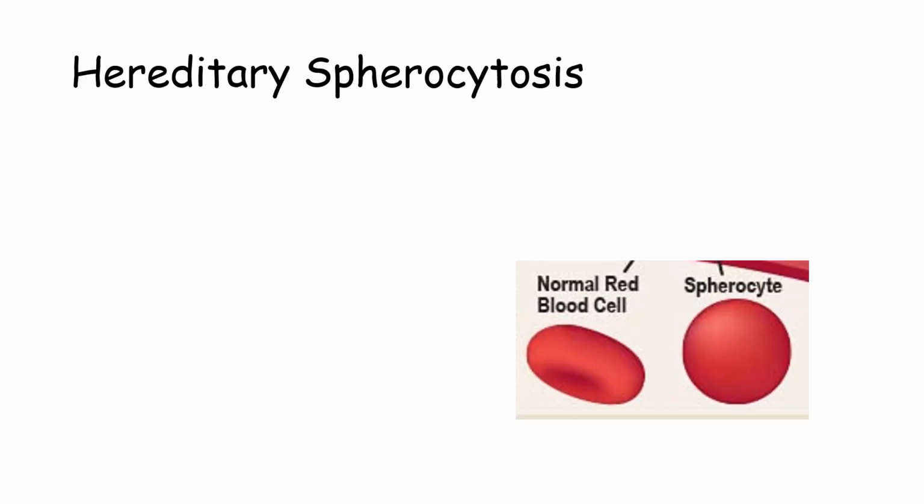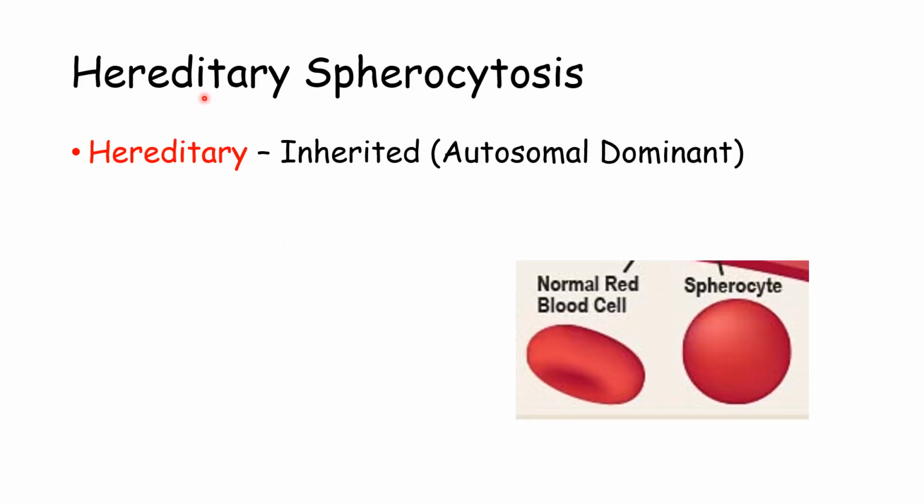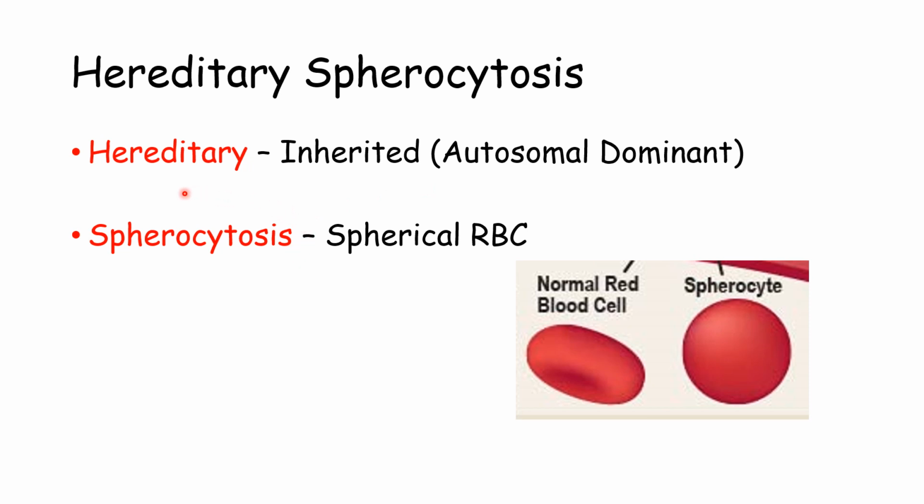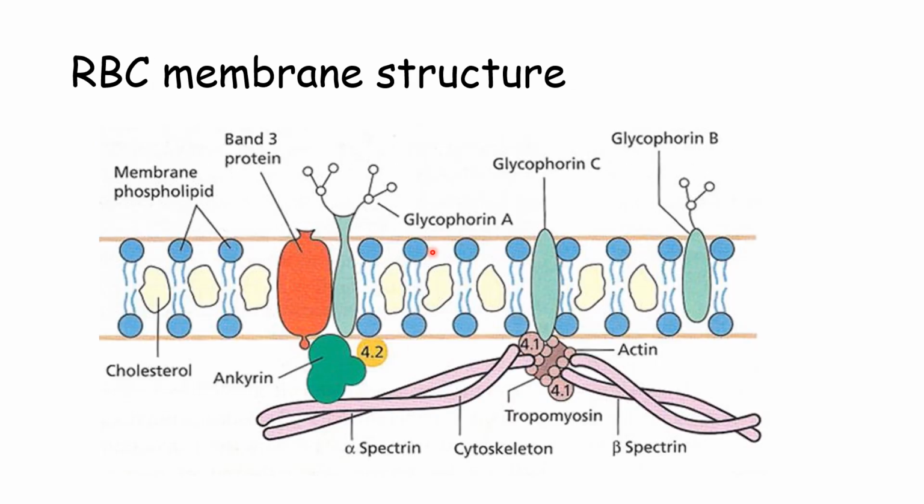Hey guys, in this video we are going to cover hereditary spherocytosis. The term hereditary means that this disease is inherited and the mode of inheritance is autosomal dominant. And the term spherocytosis means that the RBC in this disease is spherical in shape rather than being the normal biconcave in shape. So this is the normal structure of RBC membrane.